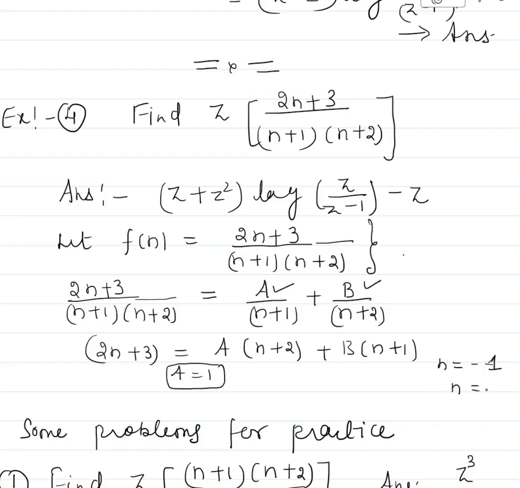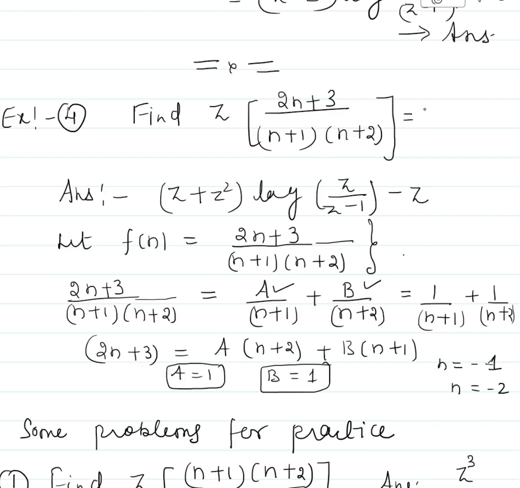Now putting n equals minus 2, you will get the value of b. If we put n equals minus 2, this is 2 times minus 2, which is minus 4, plus 3, which is minus 1. The a term is 0 and this is minus b. So we get b equals 1 again. So now we have the values of a and b: 1 upon n plus 1 plus 1 upon n plus 2. Now this is the partial fraction of this function.